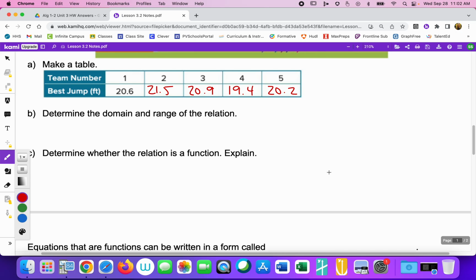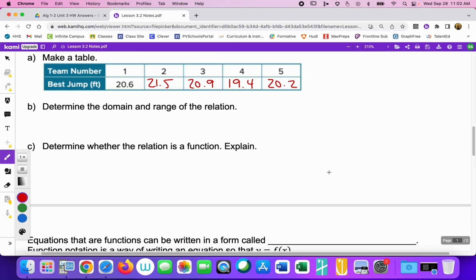Like we did yesterday, we're going to determine the domain and the range. Now, between team number and best jump, which one's domain? Team number. That is in charge of the situations. So the domain is going to be in roster form, so a list of numbers. Again, preferably in order. So what's the smallest number? 1. Now the team number is nice because it's just 1, 2, 3, 4, 5.